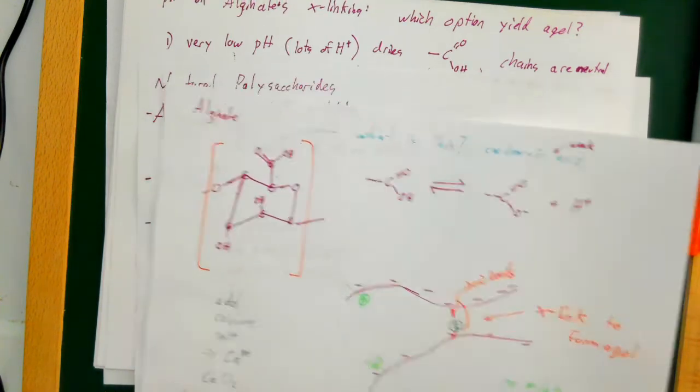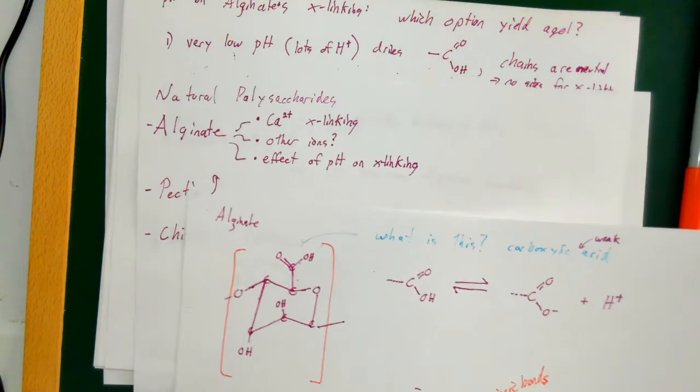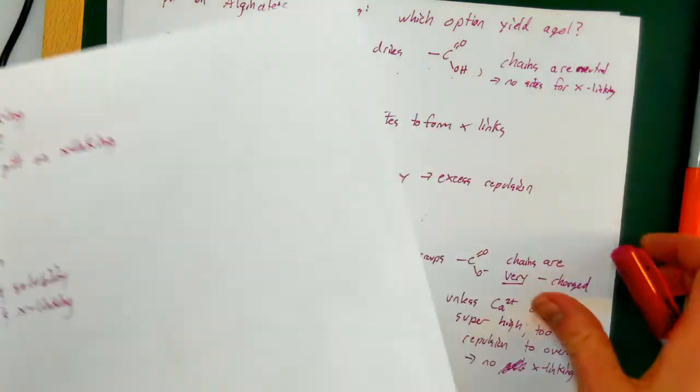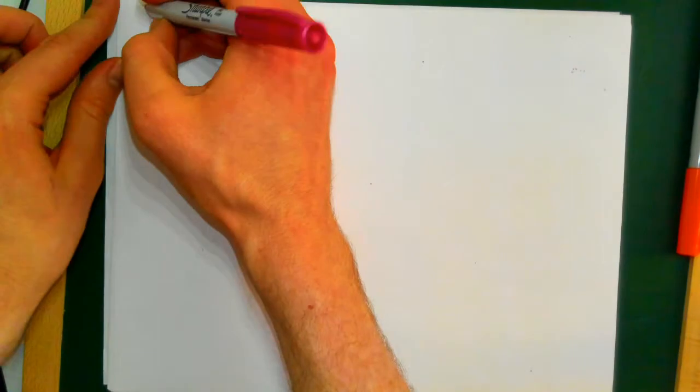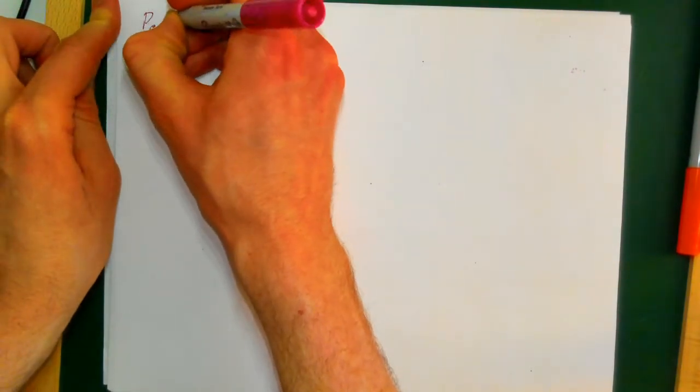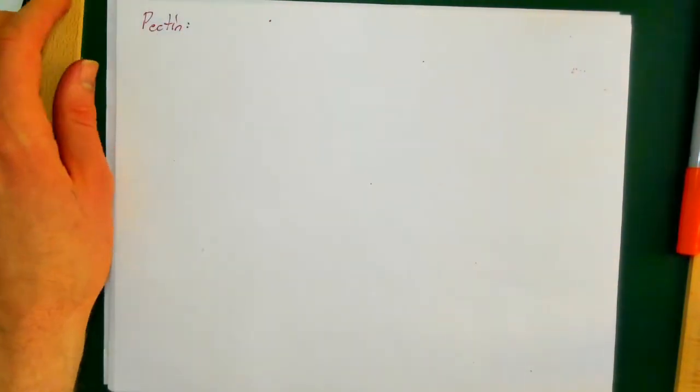So that's alginate. Thus concludes our discussion of alginate. Let's talk about pectin now. Pectin is also a polysaccharide, and it looks something like this.